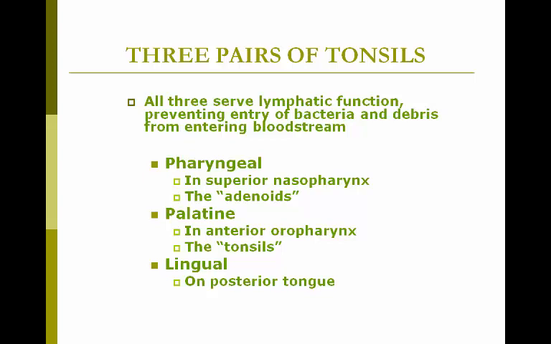You'll notice at the top of the slide it says all 3 pairs of tonsils serve a lymphatic function, which means that they prevent bacteria and any other debris that are in the food that you eat and the air that you breathe from entering the bloodstream. I need to say, obviously, that these tonsils are not 100% effective in preventing bacteria and debris from getting into the bloodstream, but it is a first step, and there are several other regions that will also help to prevent infections from getting into the blood.